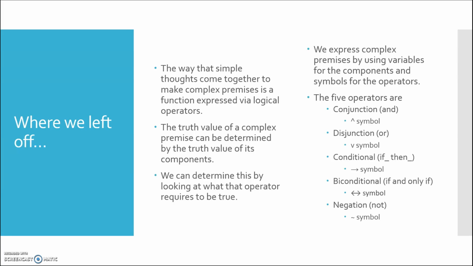So where we left off is that we discussed the way that simple thoughts come together to make complex premises. And the way that they do that is by a function that we label as operators. And we identified 5 different operators, which are conjunction, disjunction, conditional, biconditional, and negation. The previous video went into detail on each of these, but in short, depending on which operator the compound uses, we can determine the truth value of the compound based on the truth value of the components.